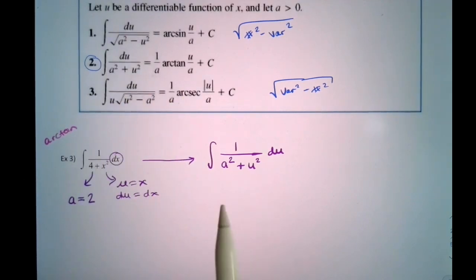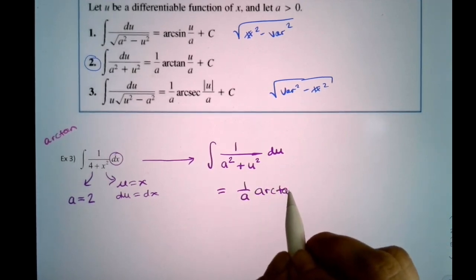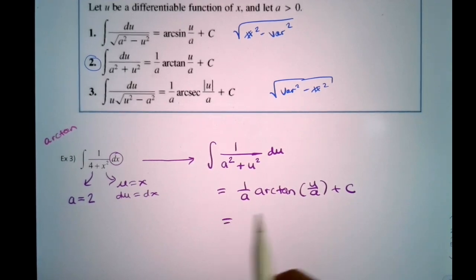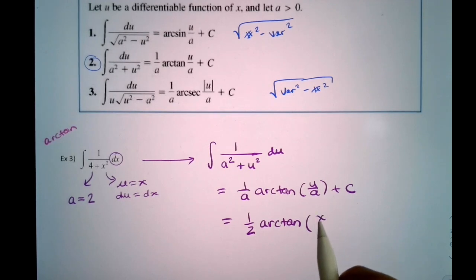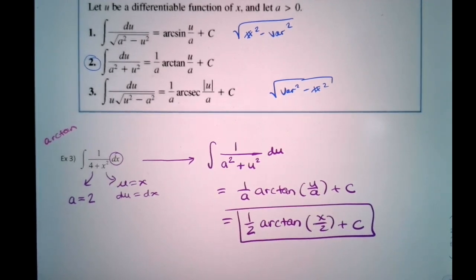So I can go right to the antiderivative. This is a straight up rule. It's 1 over a arctan of u over a plus c. And I'm going to reach back over here to say, hey, what did I say a and u were? Well, a was 2, and u was x. And you are done. So this is great. You've got a nice antiderivative.